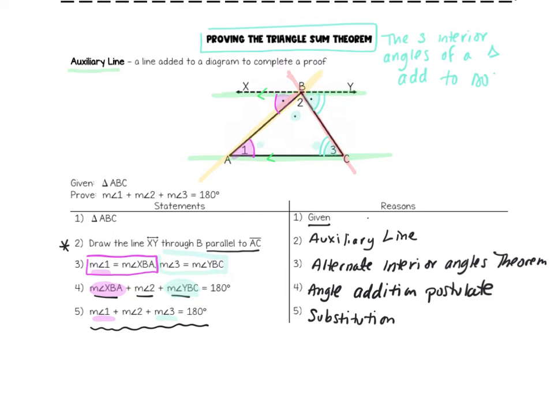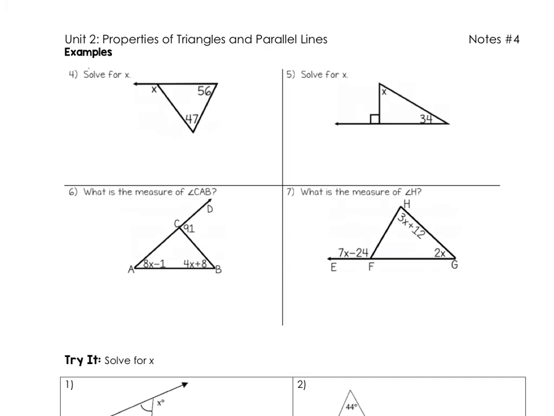Okay, well, I'm never going to have you do that proof for me on a quiz or a test. We just need to take away from that the three interior angles of a triangle add to 180. All right, now for some practice with the exterior angle theorem.